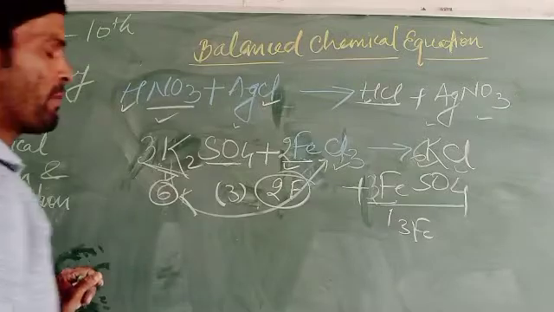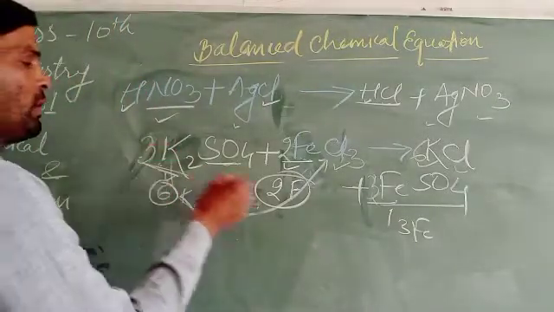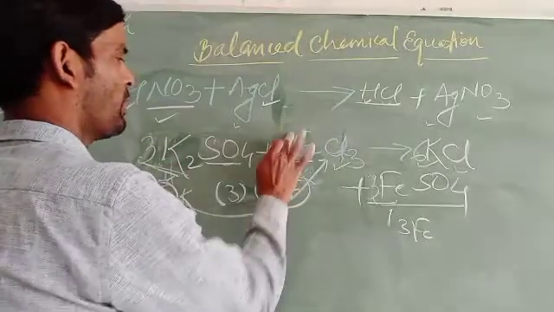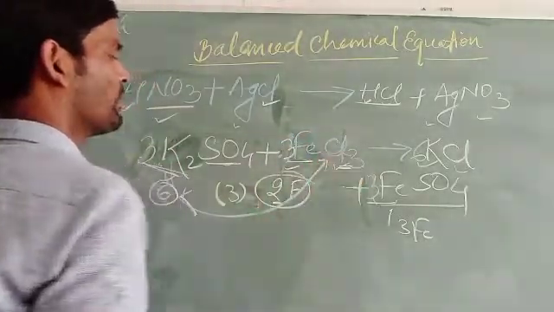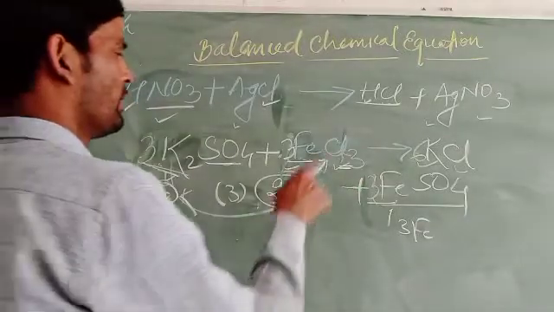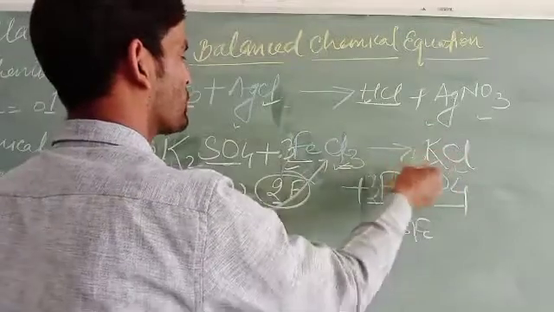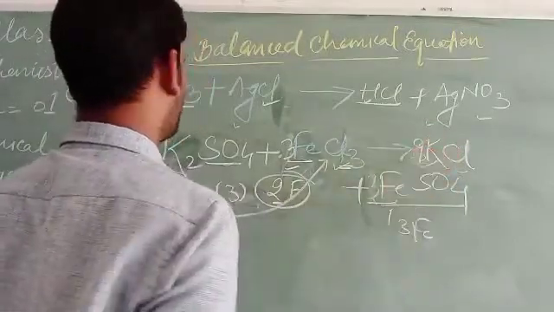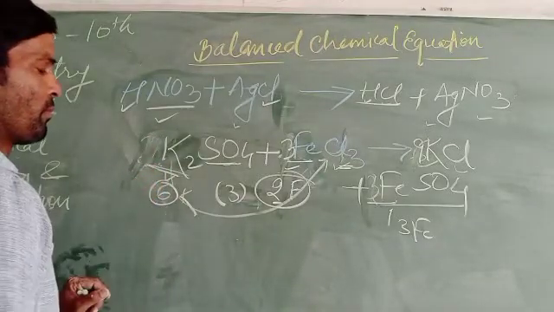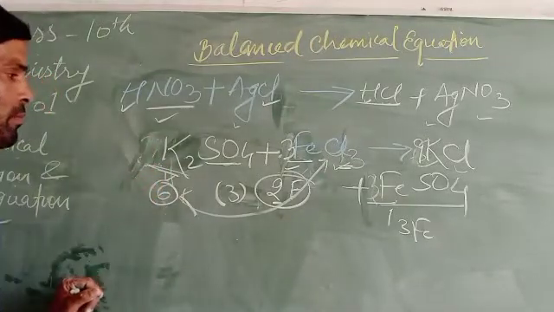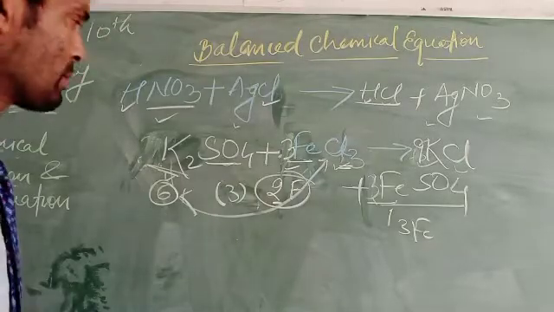So here we have to write about the 3Fe. If it is 3Fe, then the chlorine will be 9. 3 times 3 is 9 Cl. So if 9 Cl is written, there is something wrong.